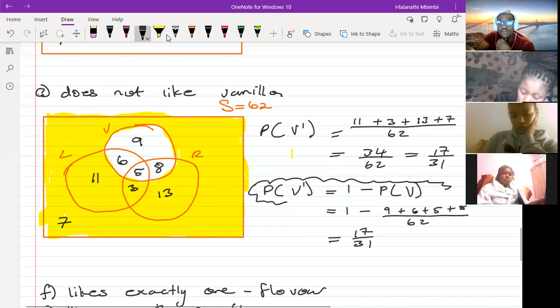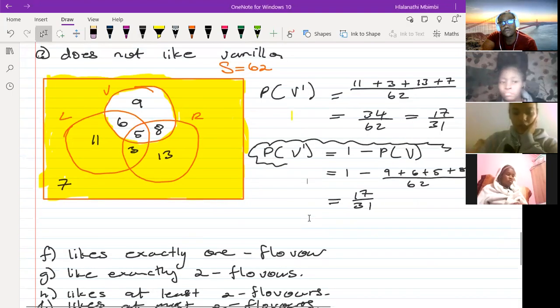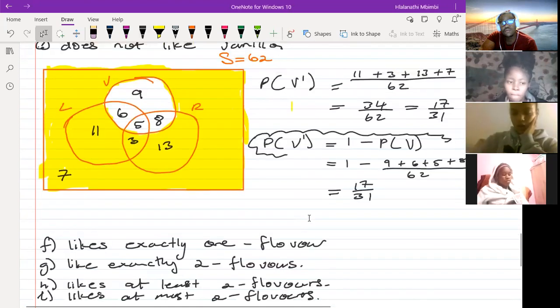Oh yeah, that's pretty much the same. Probably why you should simplify your probabilities. Everyone following from that? Yes, sir. Okay, cool. Thank you for that.